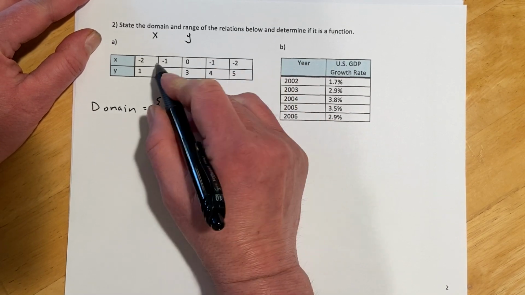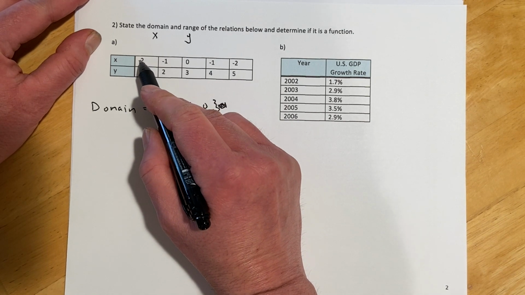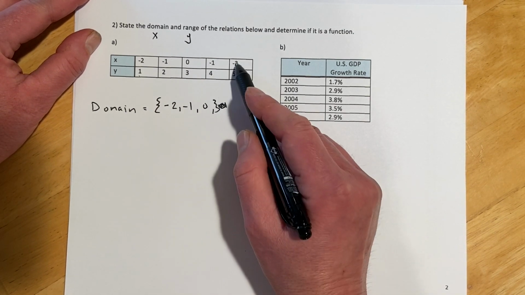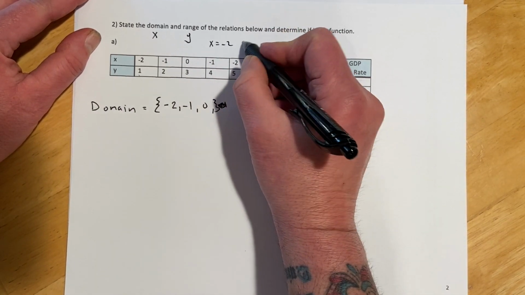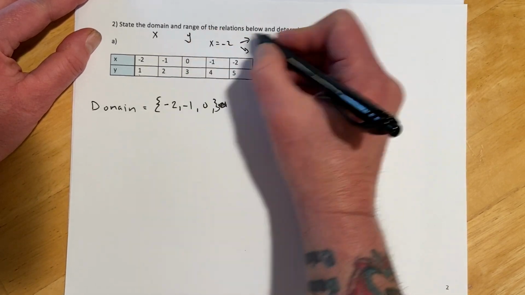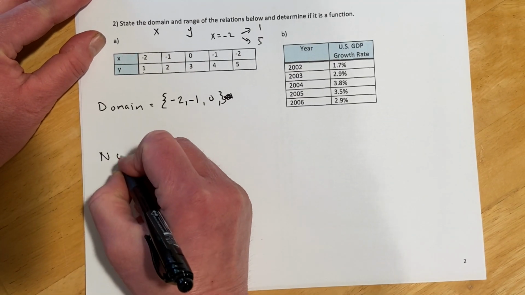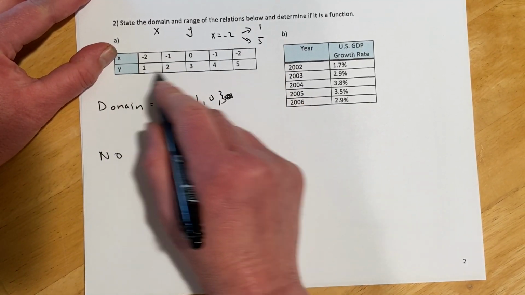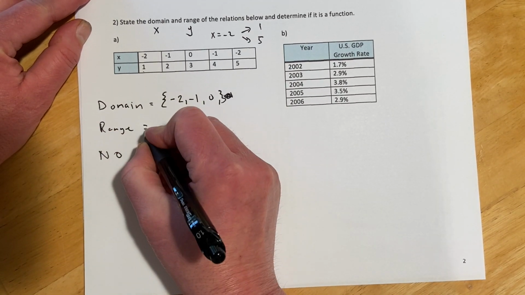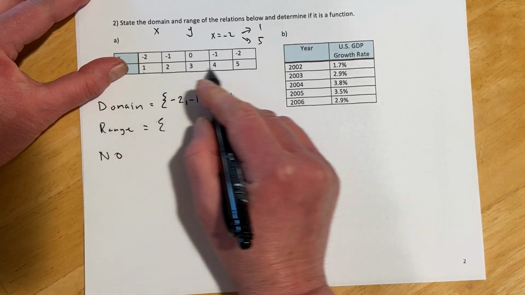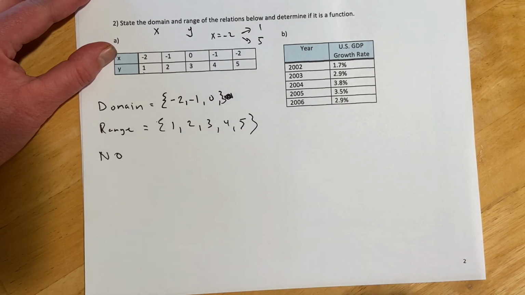Okay, so I just noticed that these repeat. That tells me this is not going to be a function, right? Because when x is -2, it could be 1. When x is -2 over here, it could be 5. So when x is -2, we're going to have 2 possible outputs. It could be 1 or 5, so this is not going to be a function. So this is going to be a no. And then our range, that's just going to be our y values, or our outputs. So range will be 1, 2, 3, 4, 5. And that would be that.